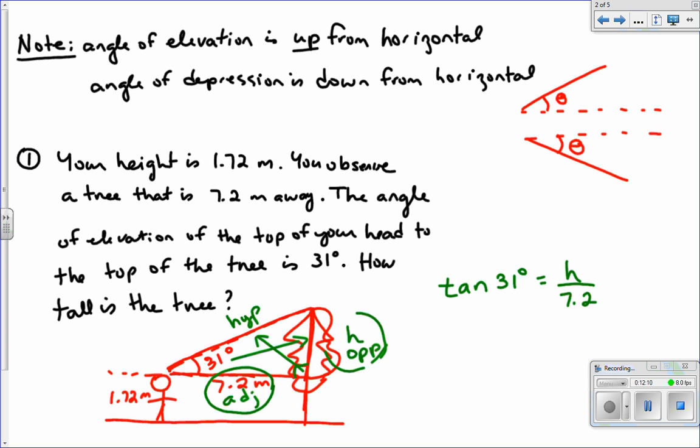Okay, so we just write out what the ratio is. Now we want to isolate h, get it by itself. If I look at this, I can just multiply both sides of the equation by 7.2. So h will be 7.2 times the tangent of 31 degrees. So try that on your calculator. Press pause a second if you need to, and see if you get the same result that I do.